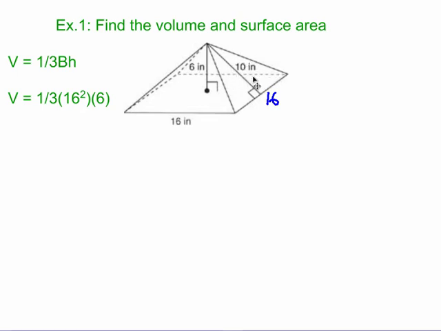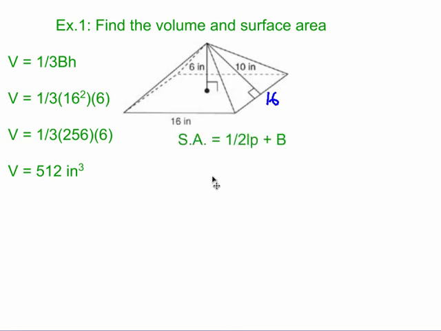You'll notice that for volume, I don't use the slant height at all. Don't need to. So I just plug in my numbers. 16 squared is 256. If I multiply that out, 1/3 times 256 times 6, I get 512 inches cubed. All I did was find the area of the base, plug that in, multiply that by the height, and then divide by 3. And I got 512 inches cubed.